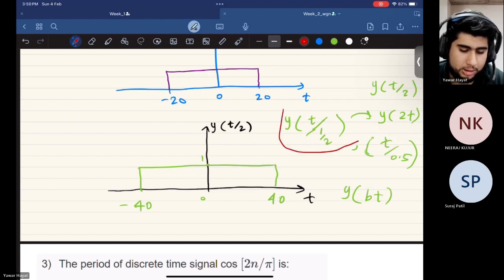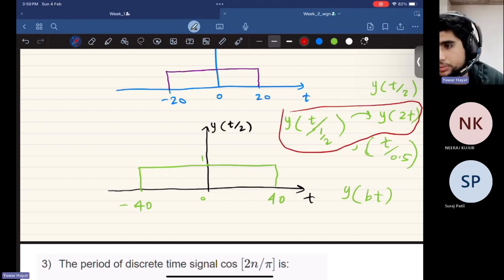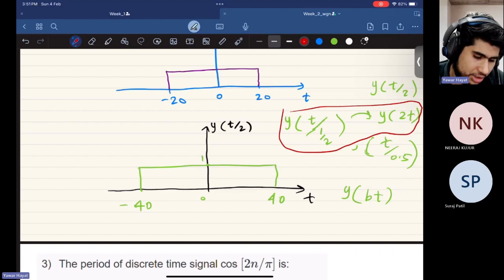Yes, sir. Can you now do the question? It is the exact opposite of the one which we did, right? In this case, it was expansion. These slides will also be shared, and you can go over the recap once more, and I'm sure you would be able to solve this question.